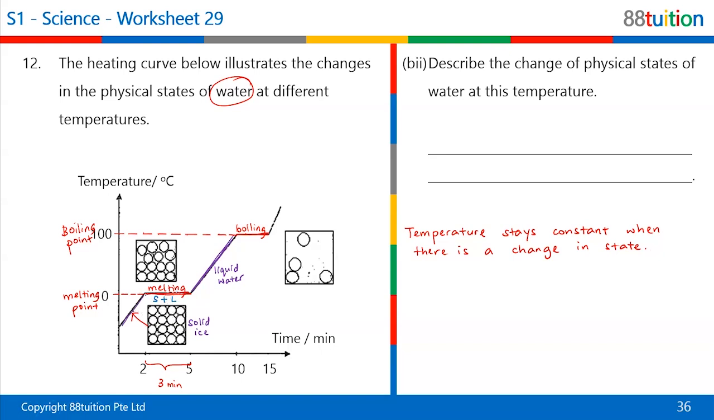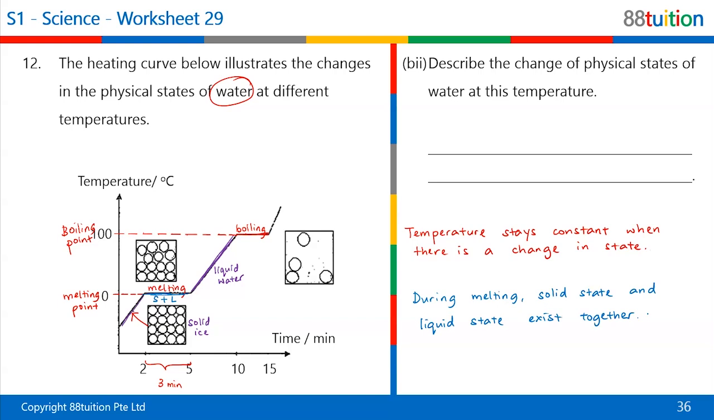Okay, so maybe I have to draw here. I think it's better if I draw on the line. So this horizontal line is actually the place or the range where I see solid and liquid together. During melting, which is the entire horizontal portion from minute 2 to minute 5, the solid state and liquid state exist together. Can y'all see that?